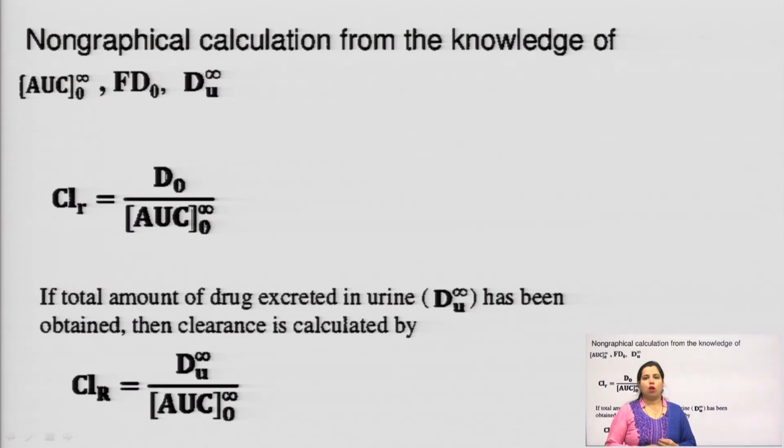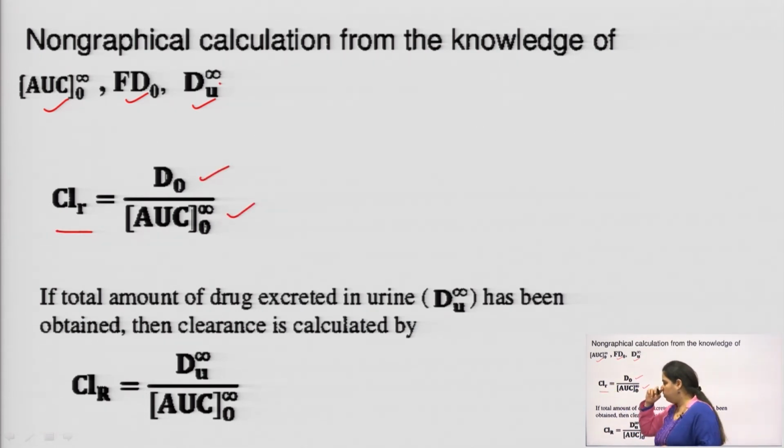Non-graphical calculation from the knowledge of clearance, like AUC, FD, DU, the fraction of drug remaining to be eliminated, area under the curve, and DU, zero to infinity, drug in urine. So, clearance will be D naught over AUC from 0 to infinite time. If the total amount of drug excreted in urine, Du to infinity, has been obtained, then clearance is calculated using this equation, CLR equals Du infinity over AUC. So, basically it is the amount of drug excreted in urine, and this is the plasma drug concentration value.